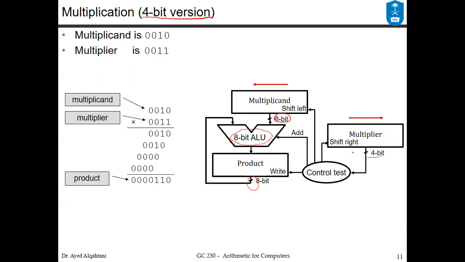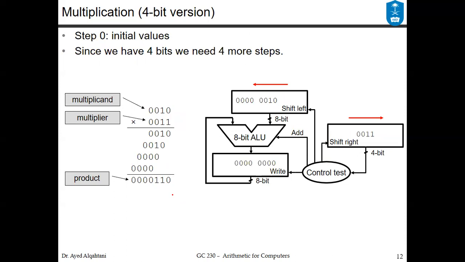And the multiplier is only 4-bit. So what happens here, we will do this operation for 2 times 3, and we know that the result is going to be 6. Now what happens is, first, in step 0, we do the initialization. Since we have 4 bits, we need 4 more steps, because every partial product needs 1 clock cycle to finalize. So we need 4 more steps.